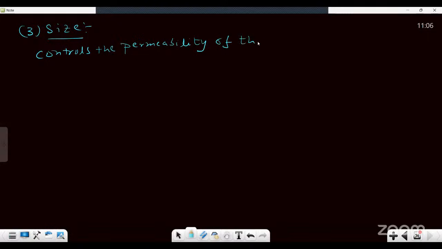Now size. Size of coke is also something very important. Why is size important? Because the size controls the permeability of the burden.